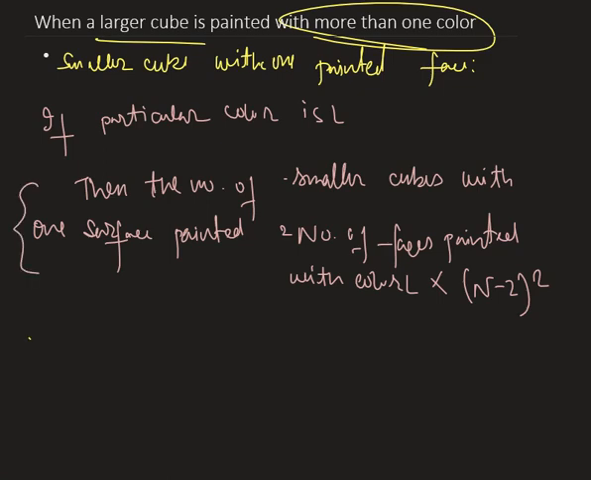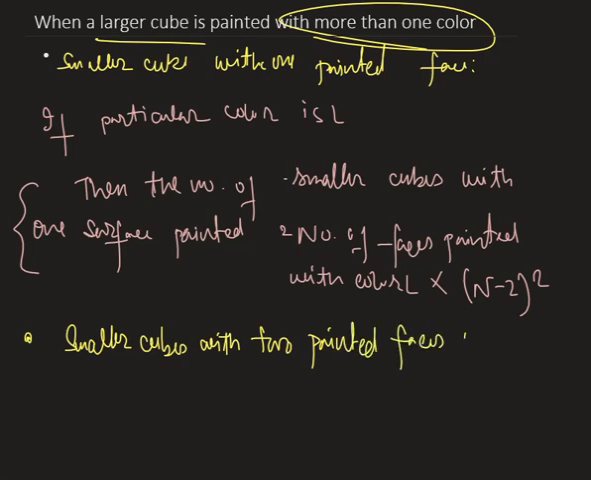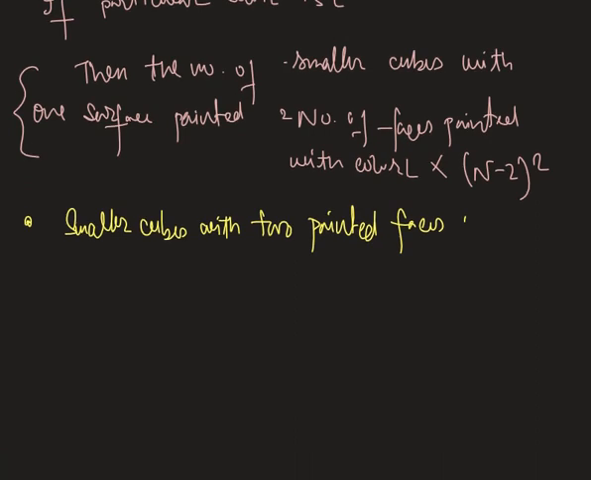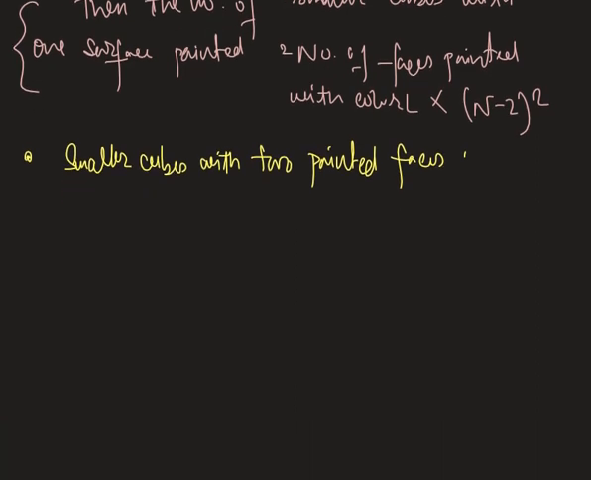Now jump to the next one, that is smaller cubes with two painted faces. Okay, such cubes are related to the edges. If a large cube is painted with more than one color, then such cubes are obtained in two ways.